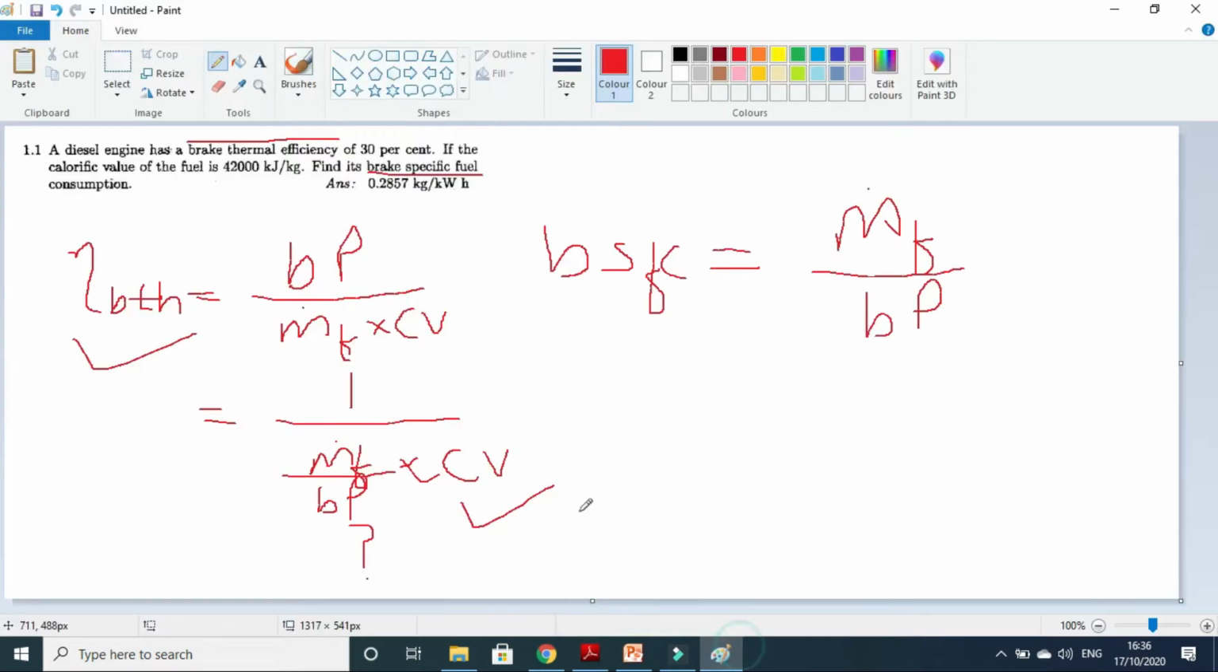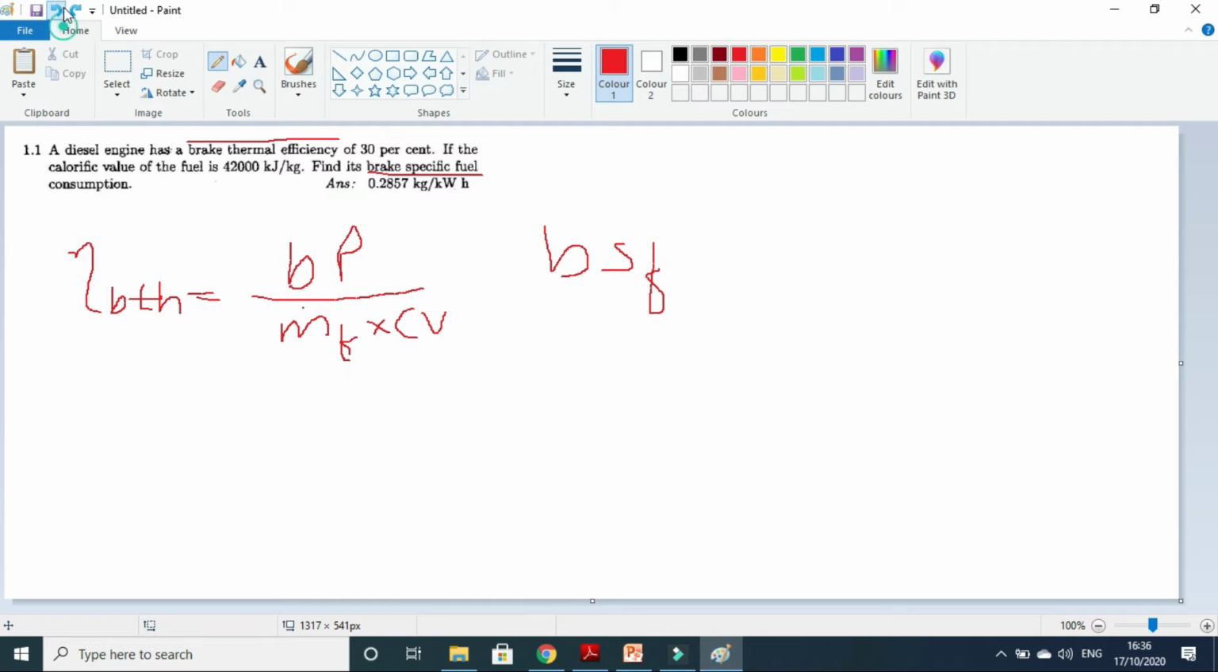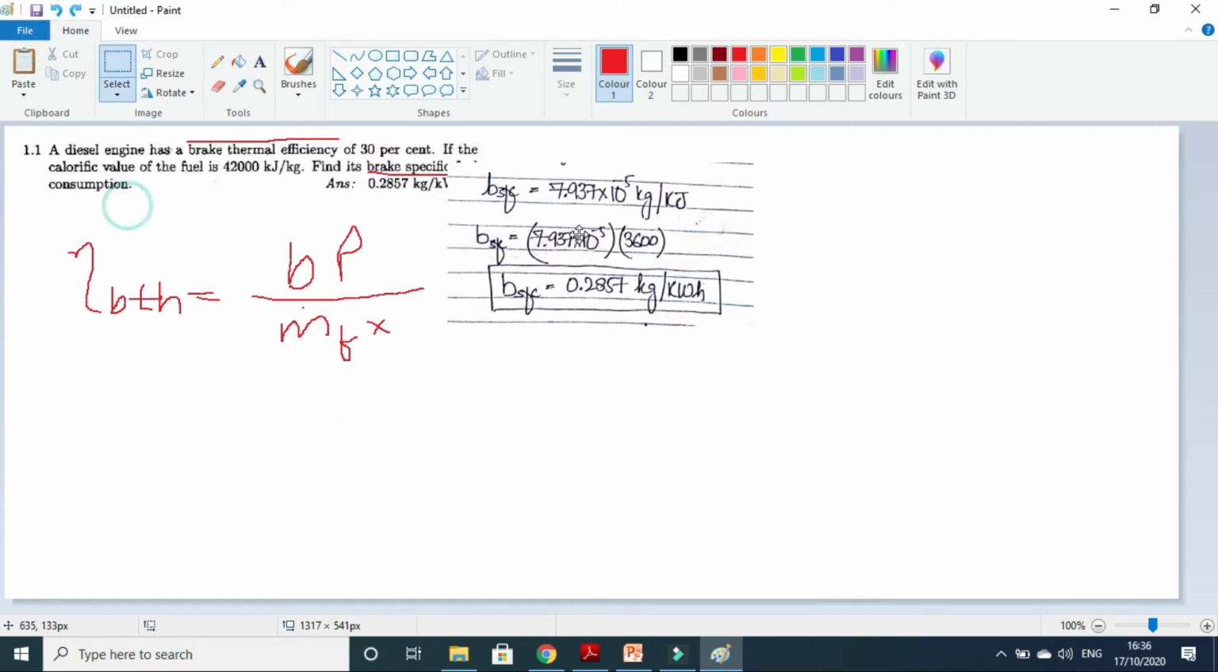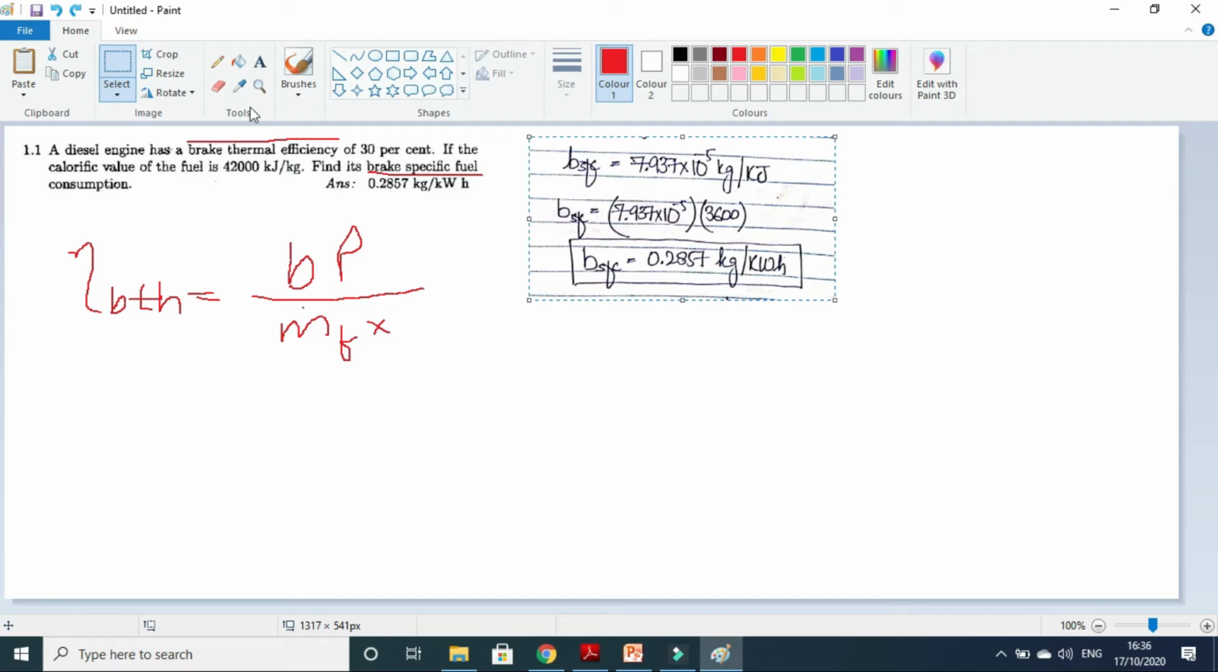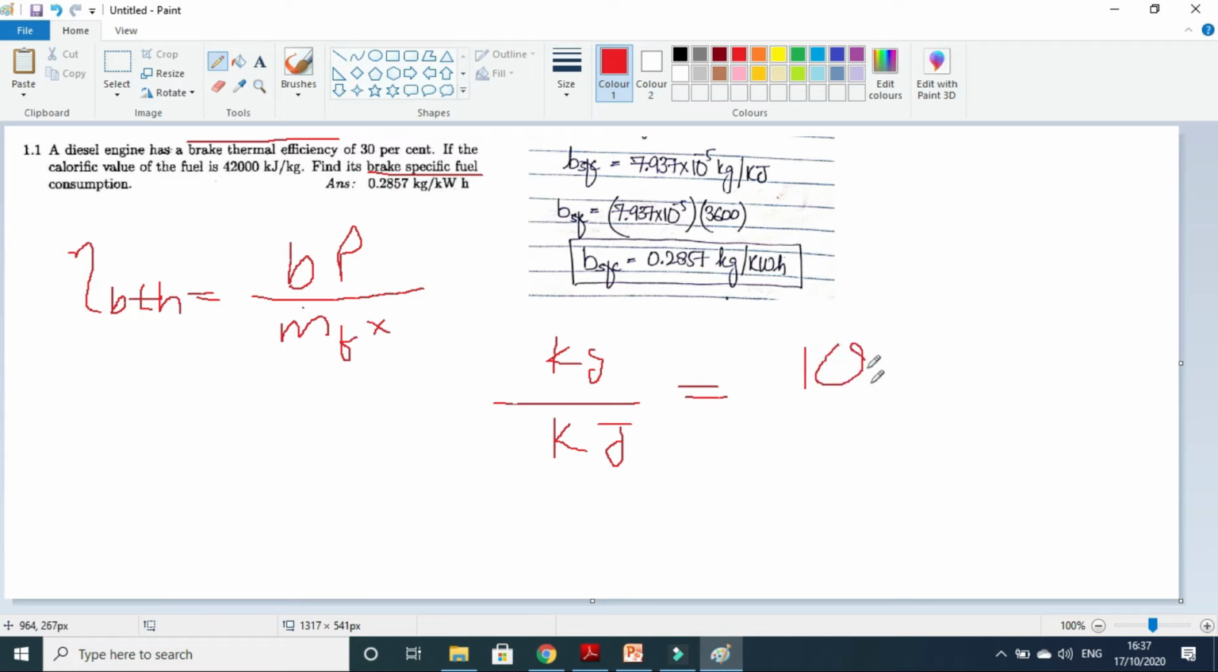Now we should learn this conversion. How can we convert kilogram per kilojoule into kilogram per kilowatt hour? So it's a very simple process.